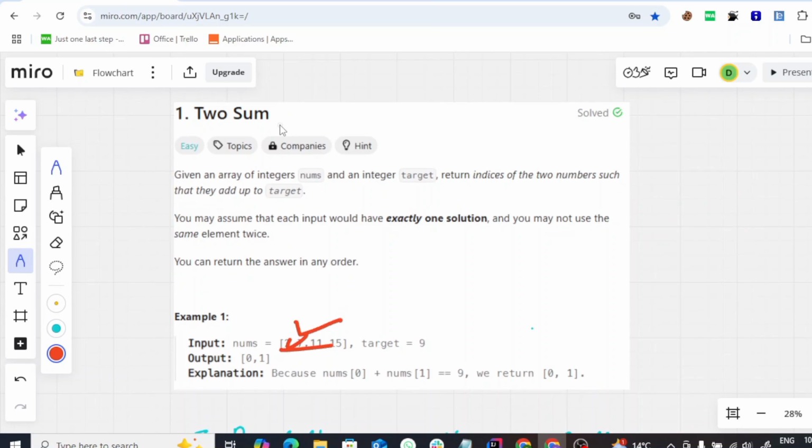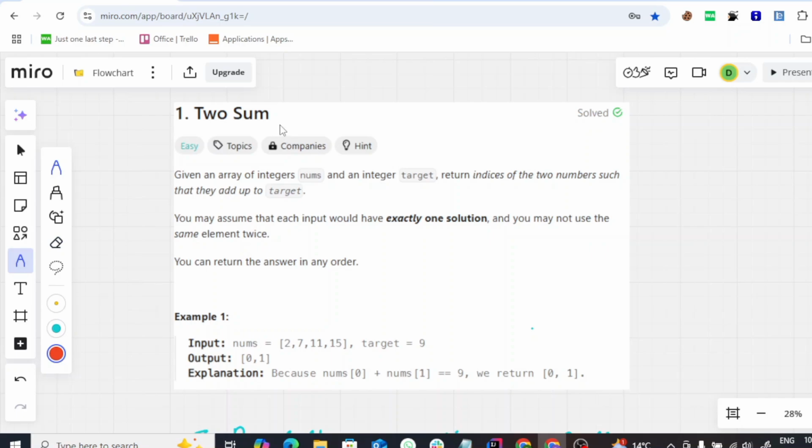Let's read what the question is saying. Given an array of integers nums and an integer target, return the indices of the two numbers such that they add up to the target. You may assume that each input would have exactly one solution, and you may not use the same element twice. You can return the answer in any order. I got the answer in one flow, and if you're not getting it, you can read the question twice as well. So I got the question.